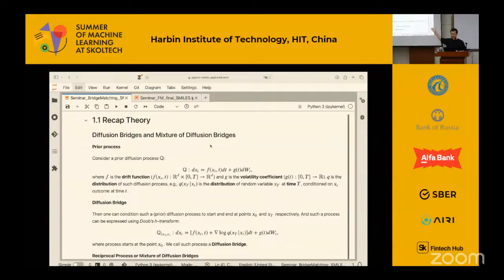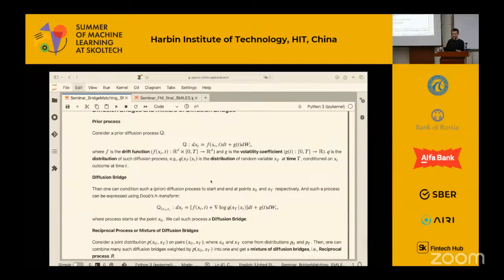Remember that we have some kind of prior diffusion process Q that is formulated as a diffusion with its drift function and volatility coefficient, and it has some related distribution Q, which is the distribution of the diffusion process at some particular time points. An important instance of this distribution Q of the stochastic process is Q of x big T conditioned on x small t. This would be used for the Doob h-transform, and it's basically the distribution of the random variable x big T at time big T conditioned on x small t at time t.